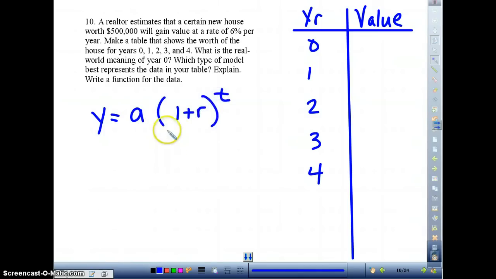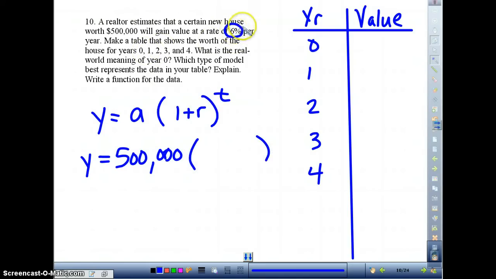Does that look right? Yeah, I think that's right. A is your initial amount of money. So we have y equals 500,000, 1 plus r. Now your r has to go in decimal form. Be careful here.